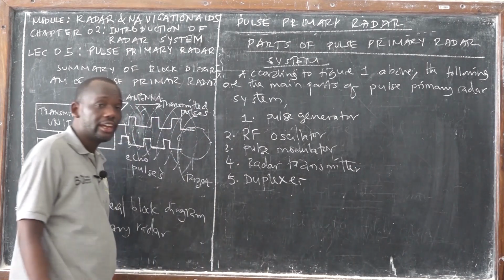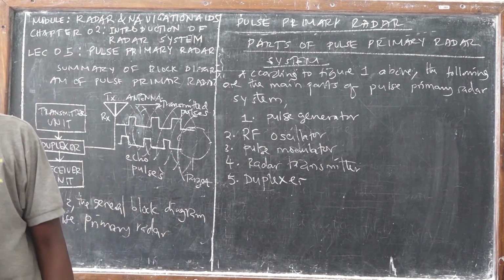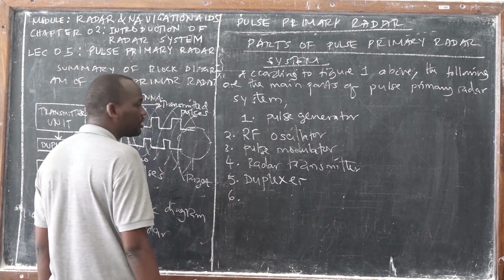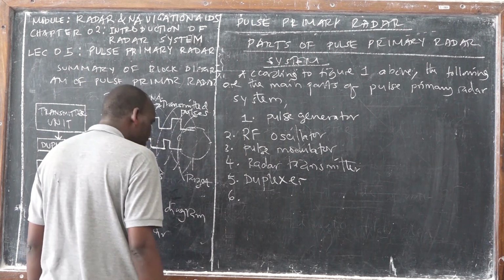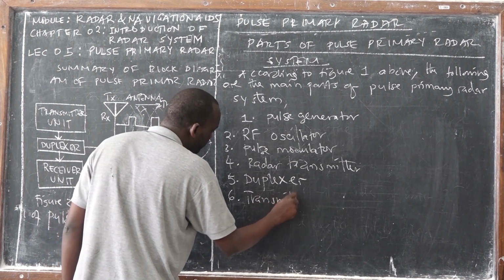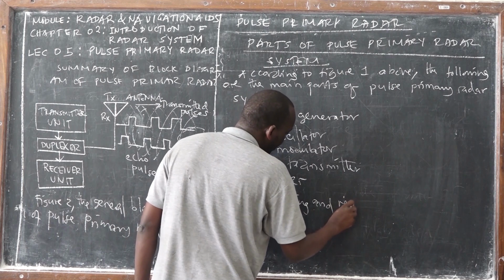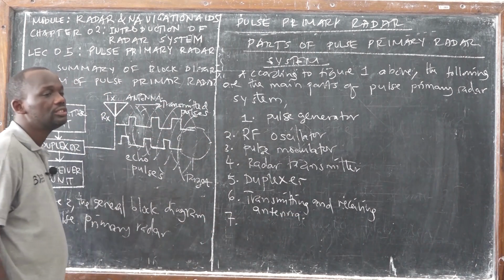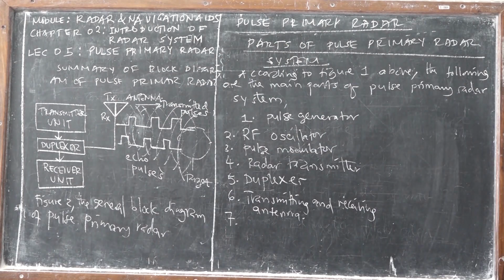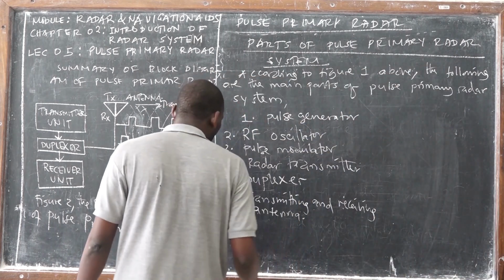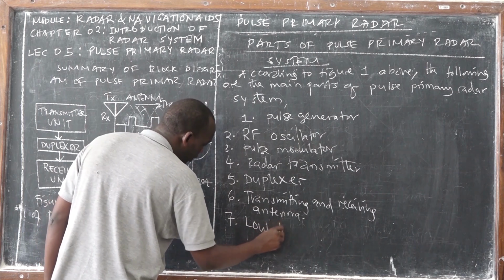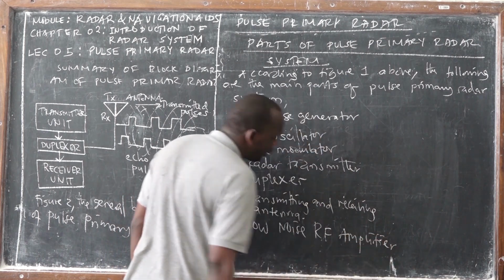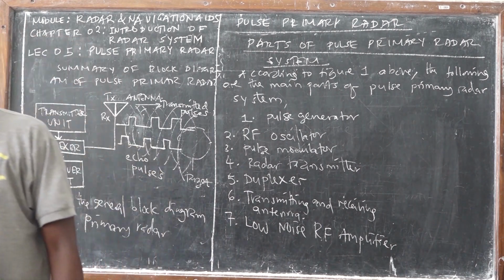Then the next part is the duplexer. This is not the multiplexer. This is called the duplexer. Say duplexer. The sixth part is not just the antenna, it is the transmitting and receiving antenna. The seventh part is the low noise radio frequency amplifier. Say low noise radio frequency amplifier.